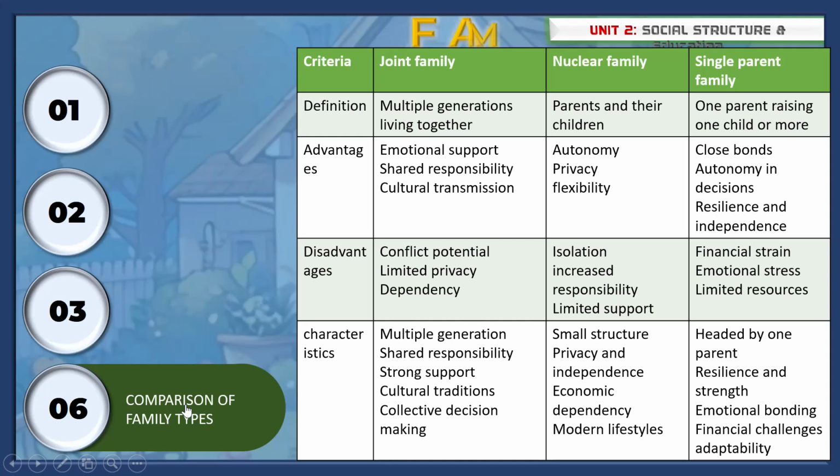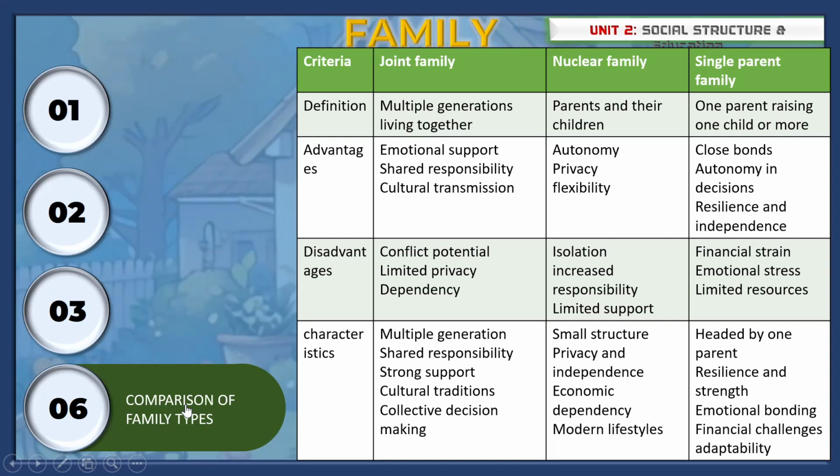Definition: joint family consists of multiple generations living together under one roof, including parents, children, grandparents, and sometimes uncles, aunts, and their families. Then the definition of nuclear family: two parents and their children living together independently, separate from extended family members. Then the definition of single parent family: one parent raising one or more children, typically due to divorce, separation, death, or unplanned pregnancies. Then let's have a look at the advantages of each family type.